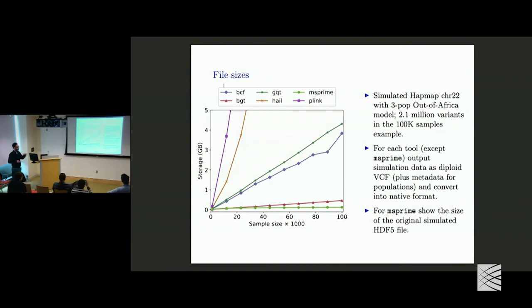So first of all, the file sizes. Again, this is simulated data. We simulated human chromosome 22 under a three population out of Africa model for increasing sample size, up to 100,000 samples. And then for every tool, except msprime, we took this simulated tree sequence, converted it to VCF, and then imported that VCF into the tool in question, and then reported the output file size. As we expect, Plink is the largest here because it's uncompressed, and it's followed reasonably closely by Hail. GQT then seems to have pretty good compression. It's only slightly bigger than the BCF, and BGT wins the compression contest by quite a margin here. So it's much smaller than the other tools. But msprime in the original simulation file is still substantially smaller than BGT.